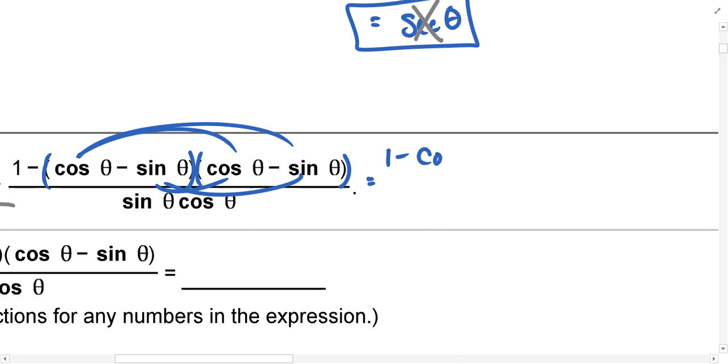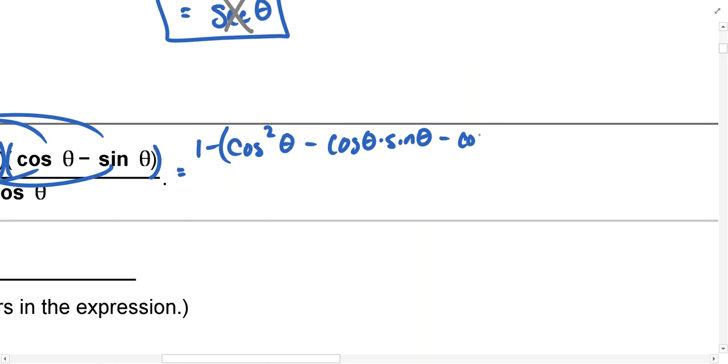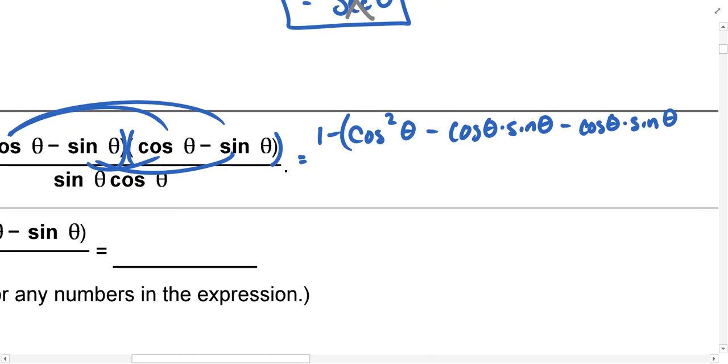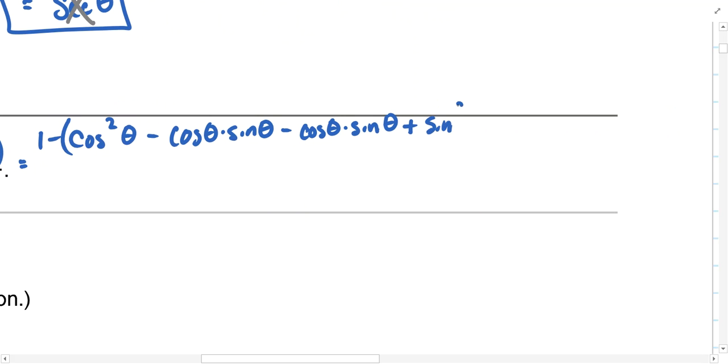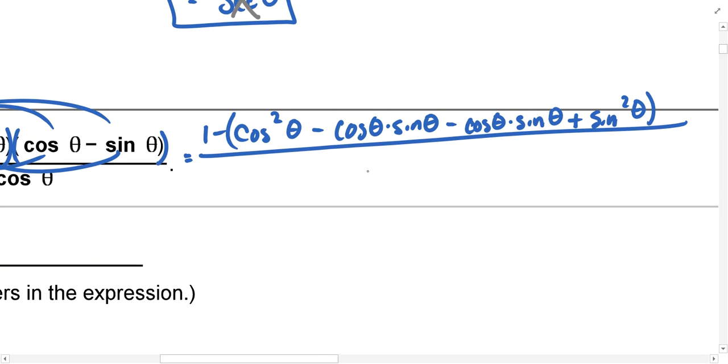Now my first product is cosine squared. And I better use a grouping symbol here just to be safe. Cosine squared. And then the outside product is cosine times sine. So I'll write this as cosine theta times sine theta. And on the inside, we get the same thing, sine times cosine. So I'll make sure to write that in the same order. That'll help me recognize that these two are like terms that need to be combined. Then negative sine times negative sine is positive sine squared theta. And all of that is written over top of sine times cosine.